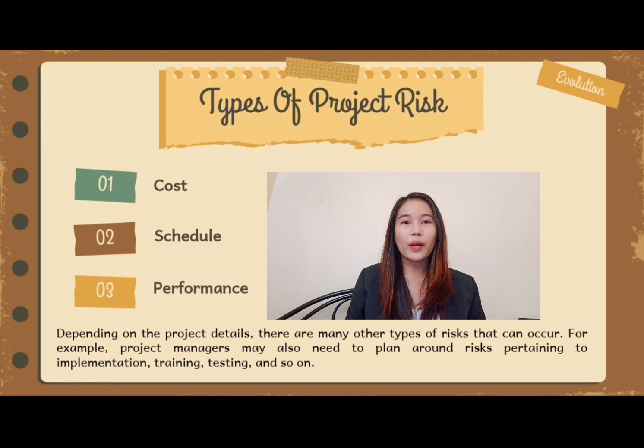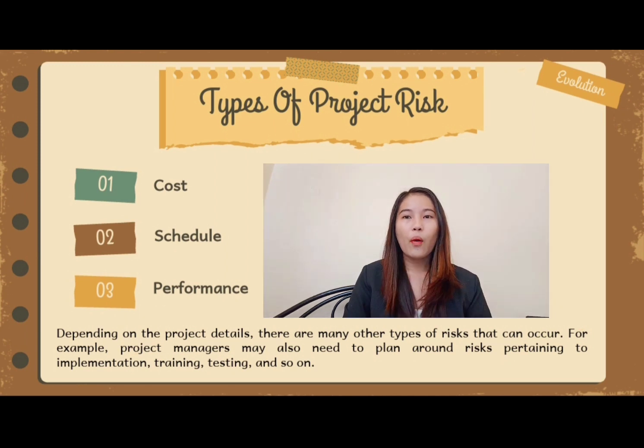Depending on the project details, there are many other types of risk that can occur. For example, project managers may also need to plan around risk pertaining to implementation, training, testing, and so on. Once project managers identify the categories of risk they should be concerned with, they can begin to understand how this risk might impact the project outcomes and what they can do to reduce their effects.